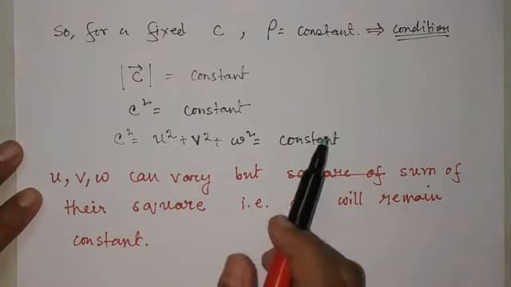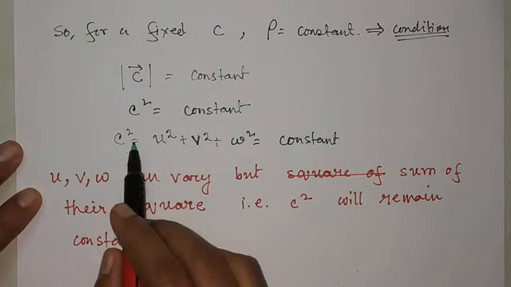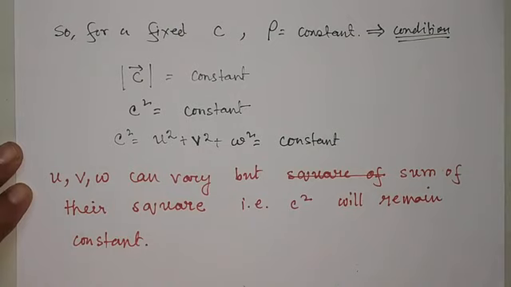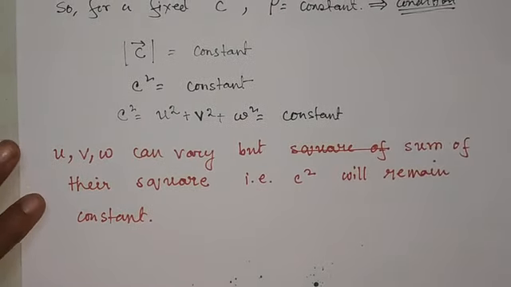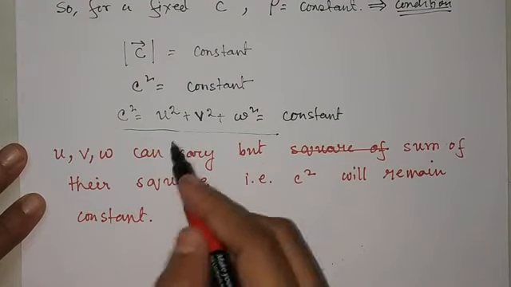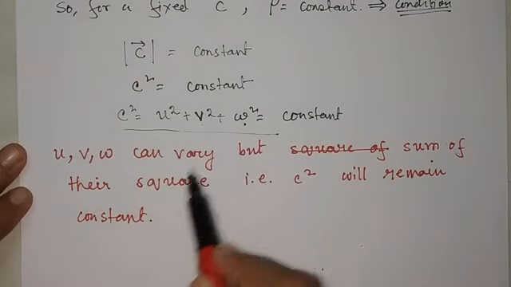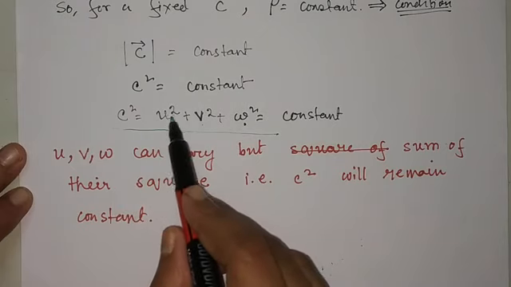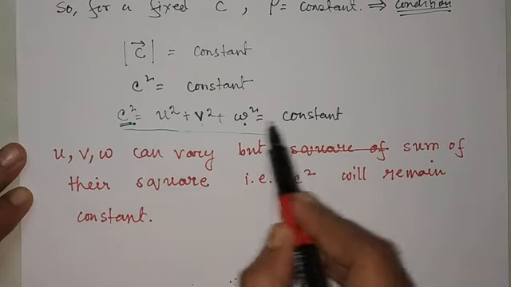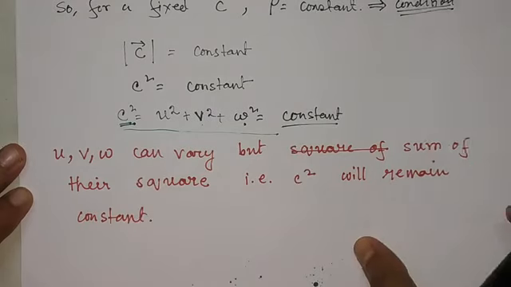So C square is constant, or if you remember, C square was equal to U square plus V square plus W square, which is also constant. Now what is the meaning of this equation? It means that U, V and W can vary, but the sum of their squares, that is U square plus V square plus W square, which equals C square, will remain constant.